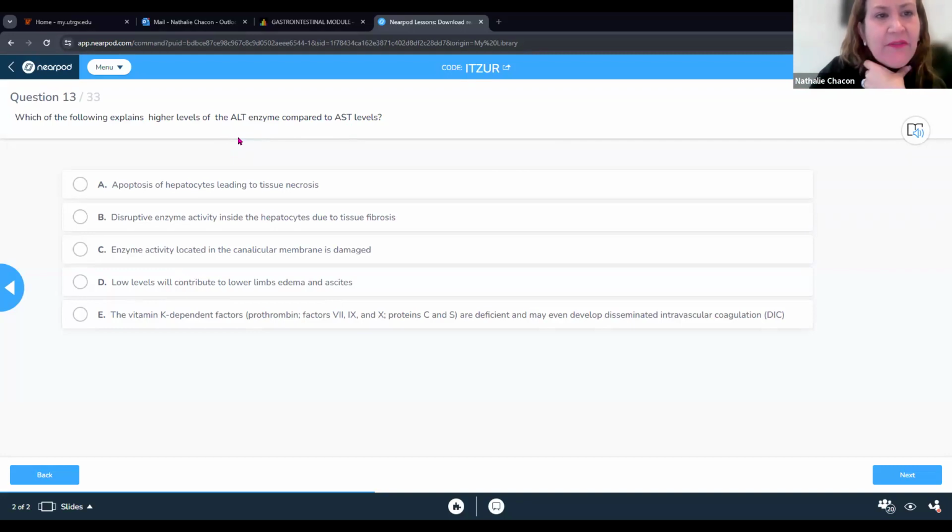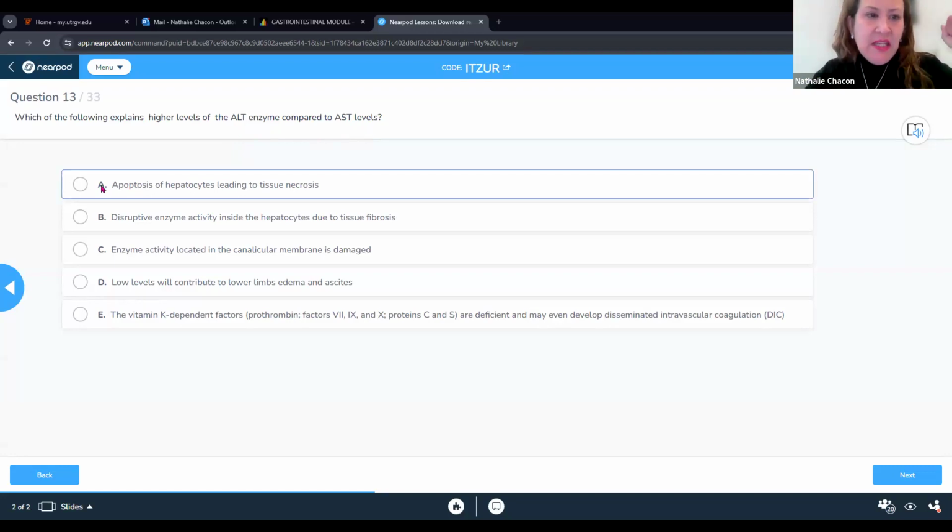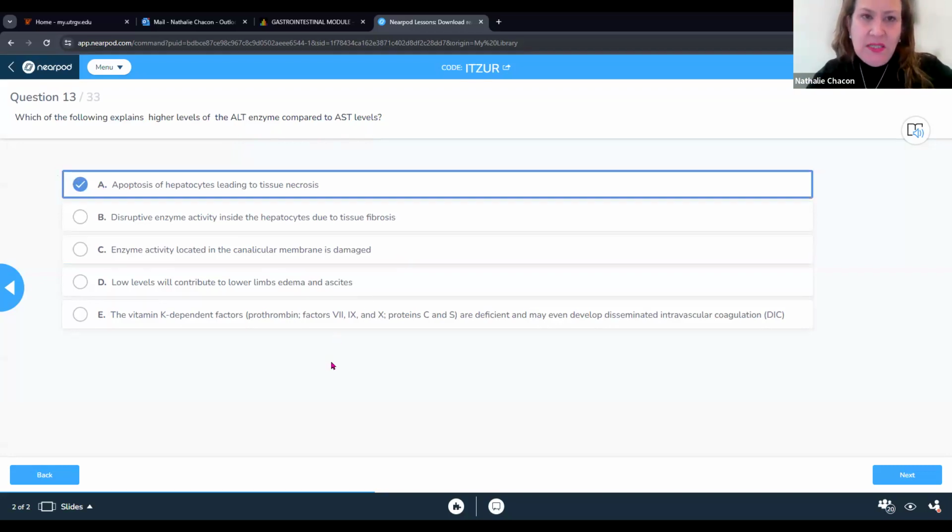So if we have higher levels of ALT enzyme compared to AST levels, what is that indicating? ALT is indicating intracellular problems in the hepatocytes. Okay? So from day 0 to day, ALT is indicating problems inside the hepatocytes.